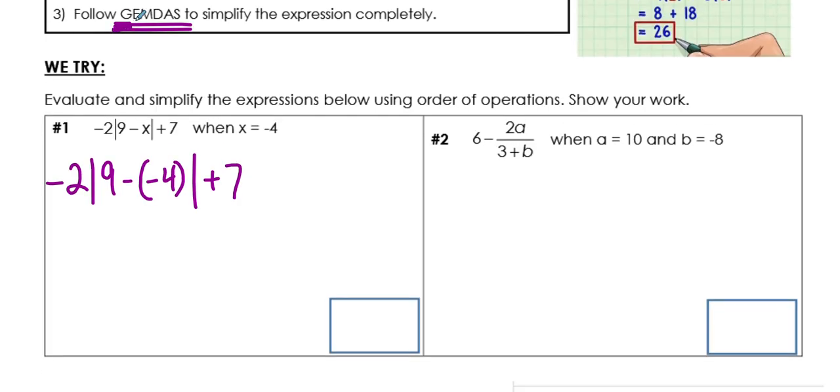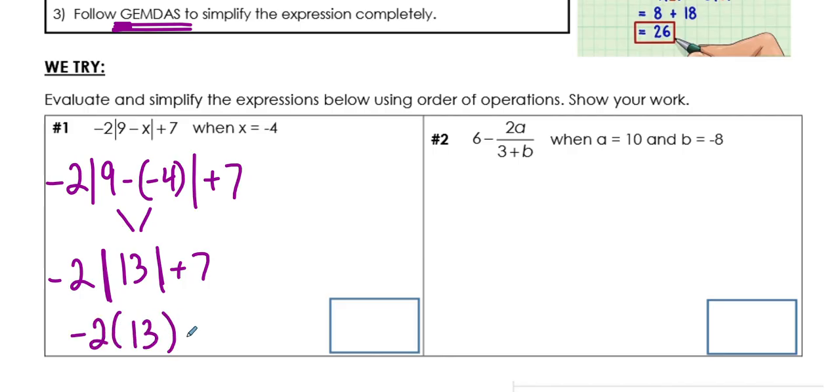So G stands for the grouping symbol, which means I need to do inside the grouping symbol first. 9 minus -4 is 13. These grouping symbols, these straight up and down lines, are called absolute value. It's basically just thinking about this number as a positive. Since it's already a positive, I don't actually need to change the number. I'm going to change them into parentheses just to show that I'm multiplying here.